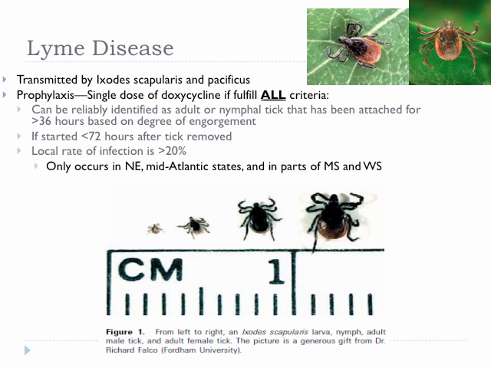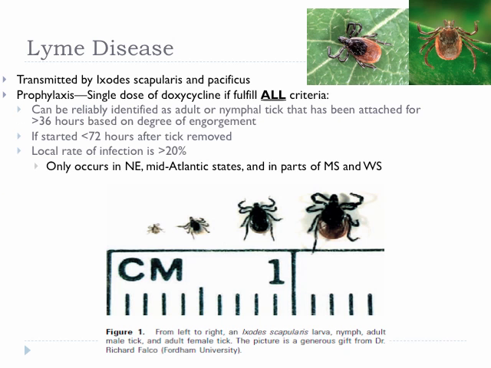You can give prophylaxis if the tick was detached 72 hours ago or less, and if the local rate of infection is more than 20%. This local rate of infection only occurs in New England states, mid-Atlantic states, and some parts of Missouri and Wisconsin. So Rhode Island, Connecticut, those type of states. And this diagram here is from CID.